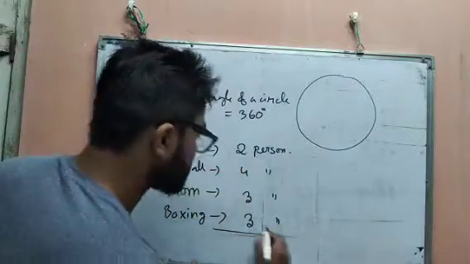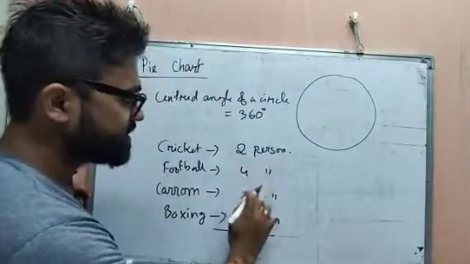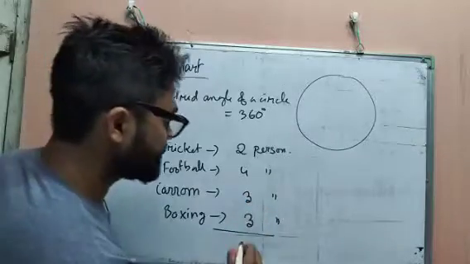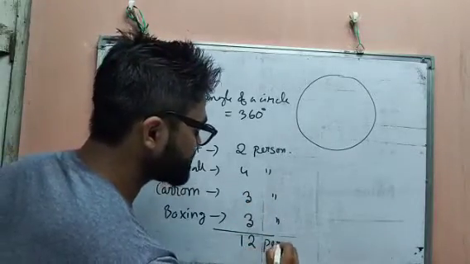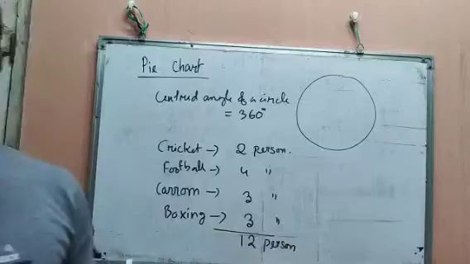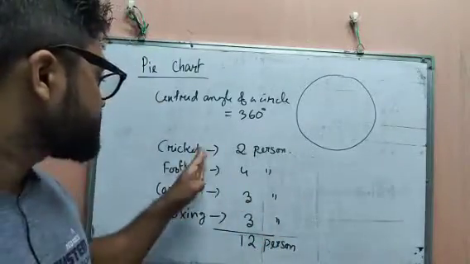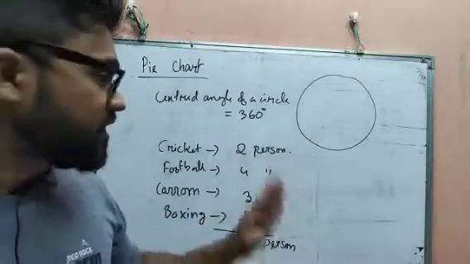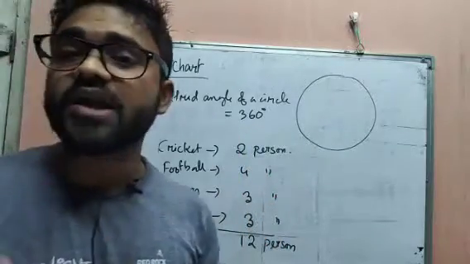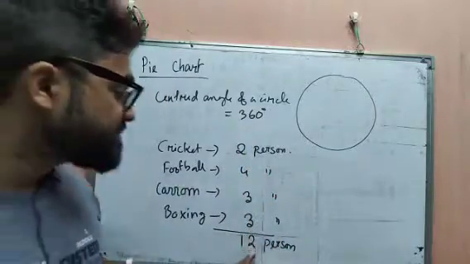So how many persons? 2 plus 4, 6. 6 plus 3, 9. 9 plus 3, 12. So how many persons are involved there? 12 persons. Now how many persons love to play cricket? 2 persons. So you have to convert it to angle representation with respect to 12 persons.